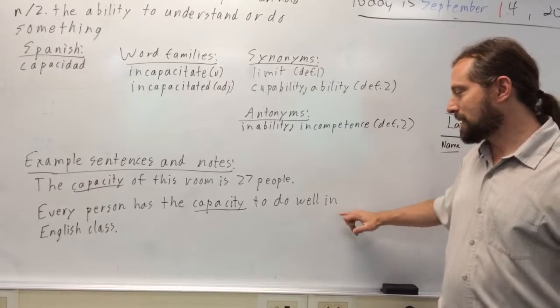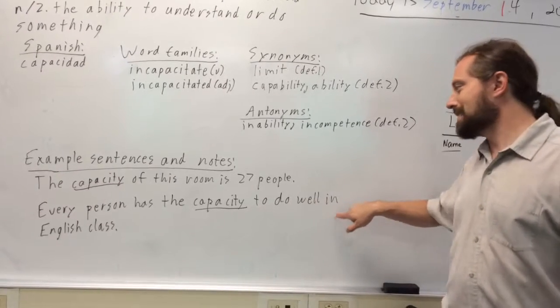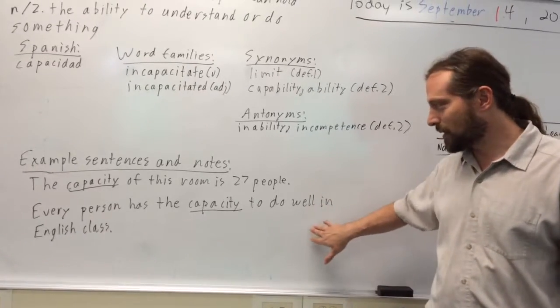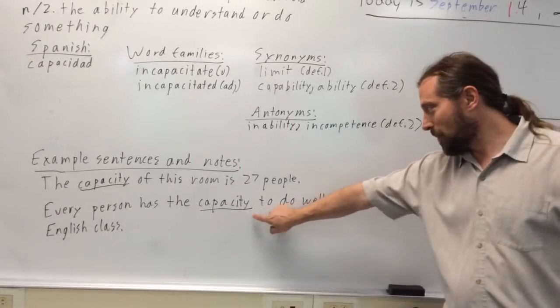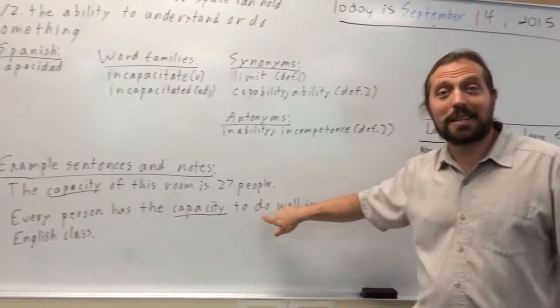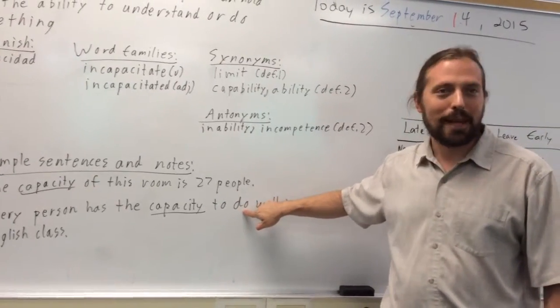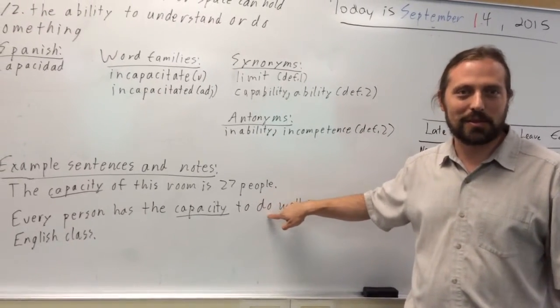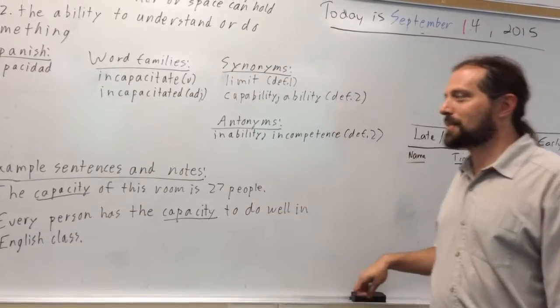And then: every person has the capacity to do well in English class. This is what we try to tell people. You can do well. It doesn't matter who you are. You have the capacity to do well. After to, remember to use the infinitive, the simple form. A common mistake is that people put to does or to did, but that's always wrong. Don't do that. Just a hint.